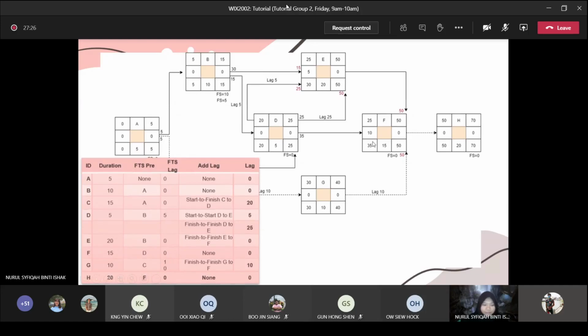And then for F, the predecessor is D, and there's no additional lag for F. Meanwhile, for G, the predecessor is C. For G, the additional lag is finish to finish, G to F. And then for activity H, the predecessor is F. And that's the end of our activities.